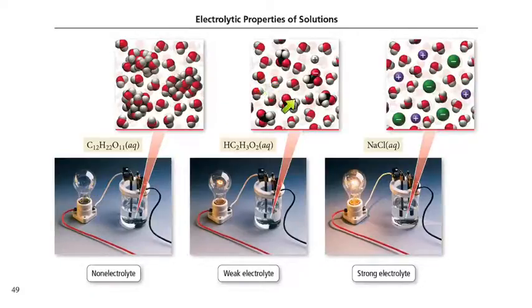Acetic acid is a weak acid, and so here's one acetate ion and one hydrogen ion, but over here, most of these are intact molecules, not ions. They don't conduct electricity. We only have a few ions present. So a little bit of electricity gets through, and we get this weak glow. Sodium chloride is a soluble ionic compound. It dissolves completely to form ions, and so there's lots of ions to carry the current. We've got a lot of current, strong electrolyte.